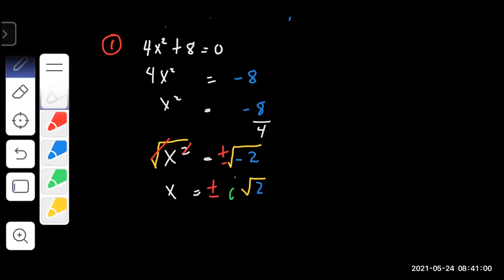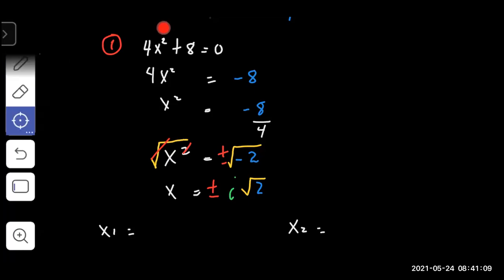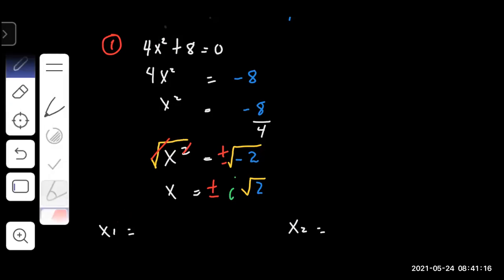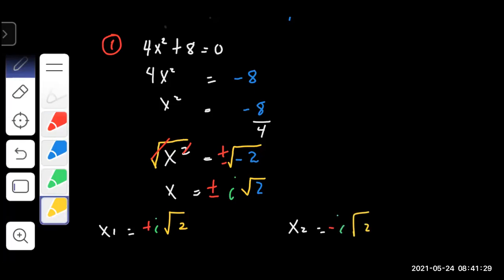But that looks a little bit confusing, so let's make things simple. We're going to separate this into two solutions. In a quadratic equation, guys, the exponent tells you how many solutions you are going to have. In this case, we got a square, so two solutions. Solution 1 will be positive i square root of 2, and then the negative case, negative i square root of 2. And this is the solution: solution 1 and solution 2.